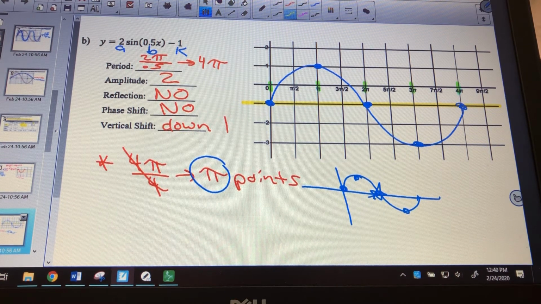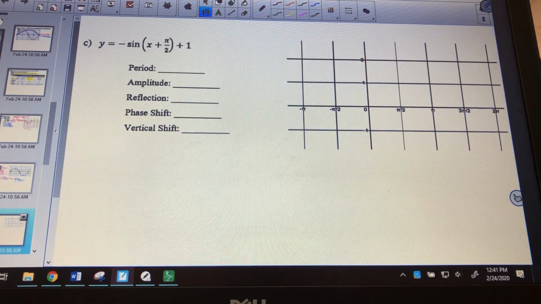Questions? So again, the green is just the increments that we're going to be plotting our points in. Okay, next one.